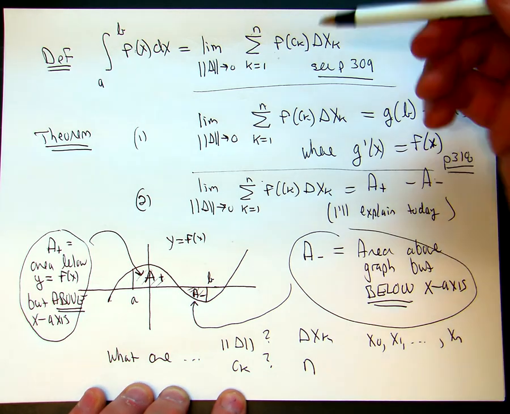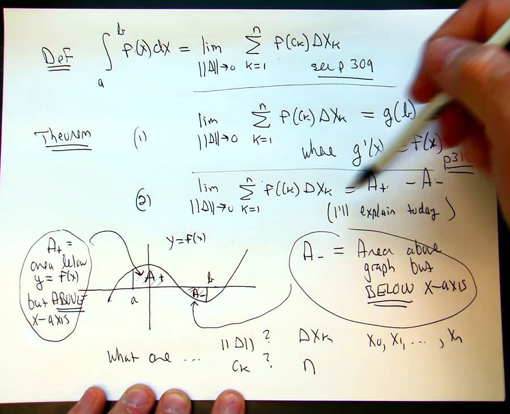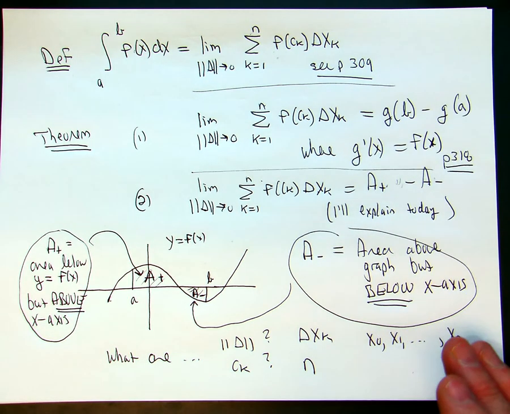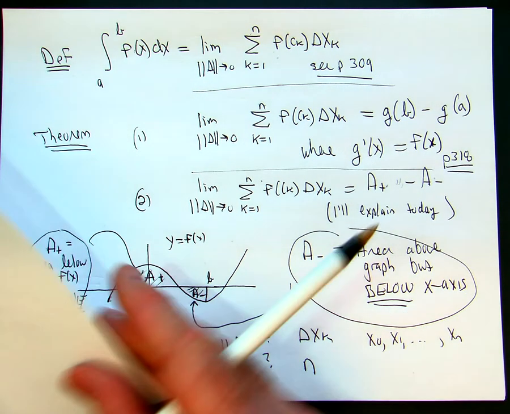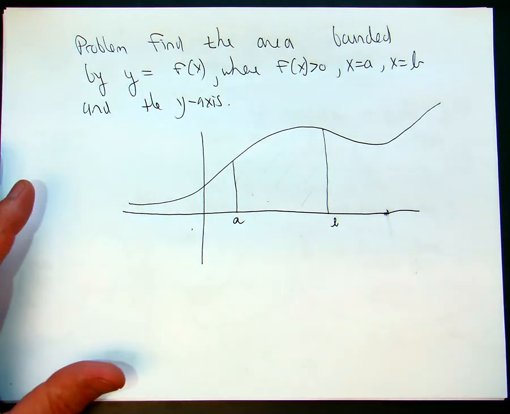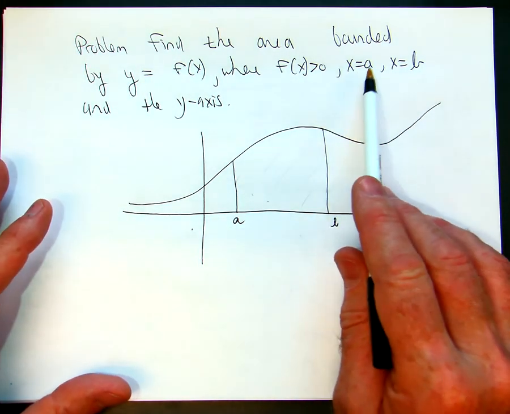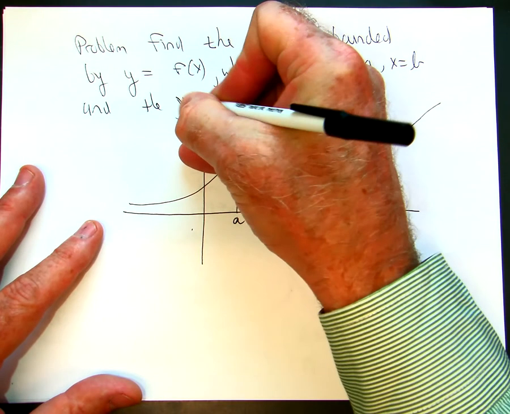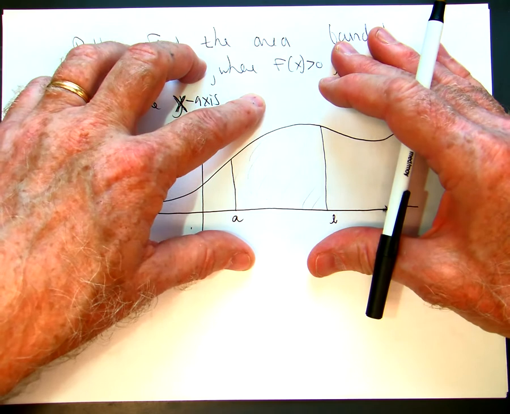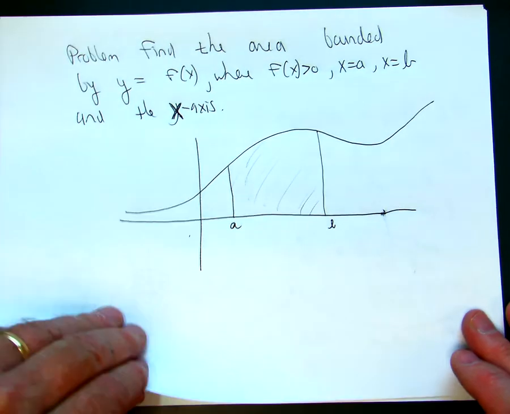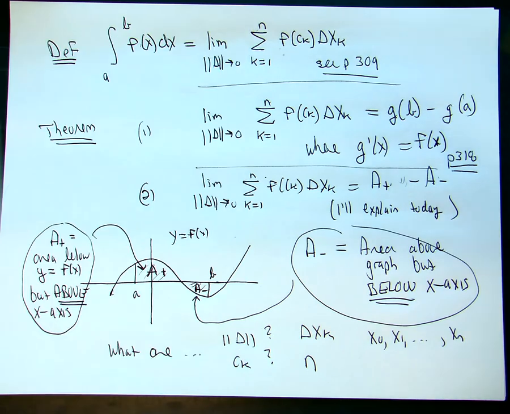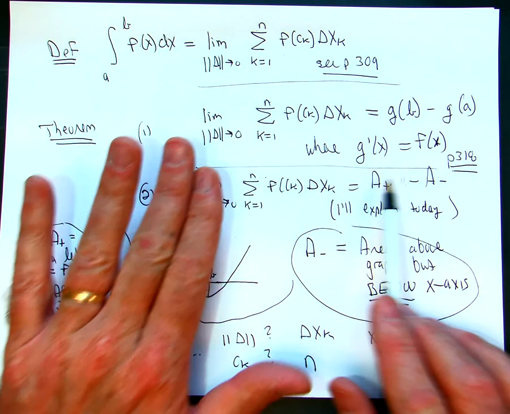So in order to explain where this idea right here comes from, I'm going to do an exercise, and the question is going to be, find the area bounded by y equal f of x, where f of x is greater than 0, x equal a, x equal b, and the x-axis. So in other words, I want to find this area. Now I'm going to set this area up in such a way that when we answer that question, we're going to get a sum, and I'll explain what that sum means, and then that sum is going to represent this.